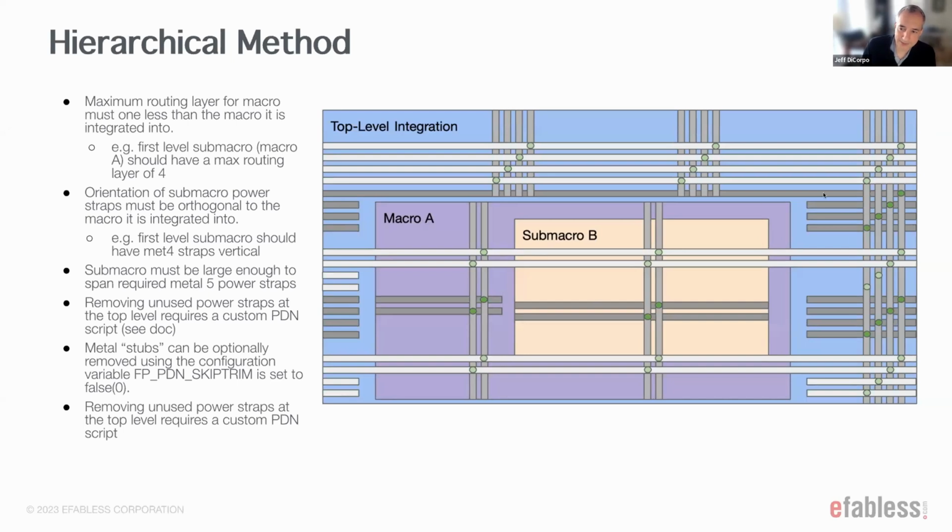Also, you'll notice in these designs there are some metal stubs hanging off at the ends. Those are generally not an issue or a concern, but they do affect power density or routing, and so there is an option you can set in OpenLane to trim those stubs to minimize them in your design.